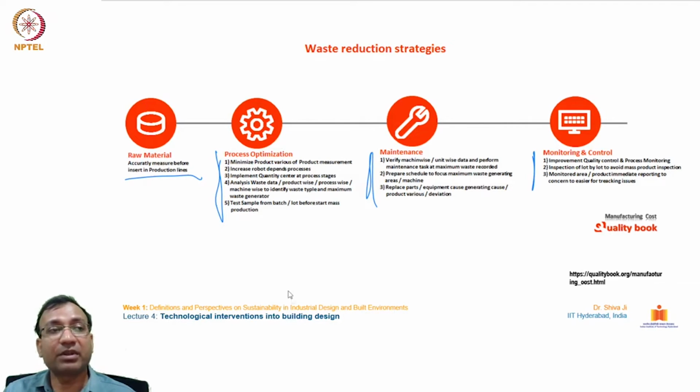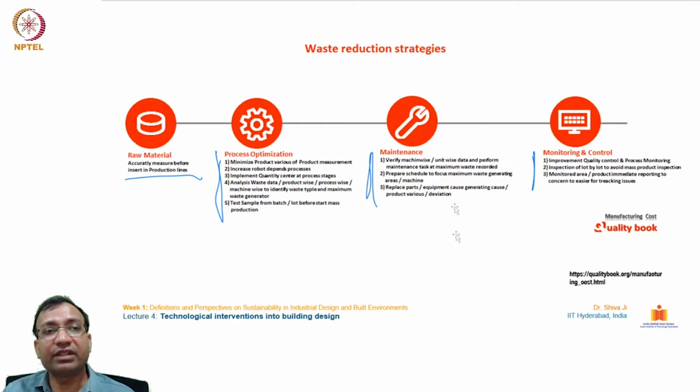Secondly, on the process optimization part: minimize the product variations and measurements, increase robot dependence on the processes, implement quality checks at process stages, and analyze waste data product-wise, process-wise, and machine-wise to identify waste types and the maximum waste generators. Finally, test samples from batches or lots before starting mass production. So these are also very small and easy to understand final points which may result in better optimization of the process itself.